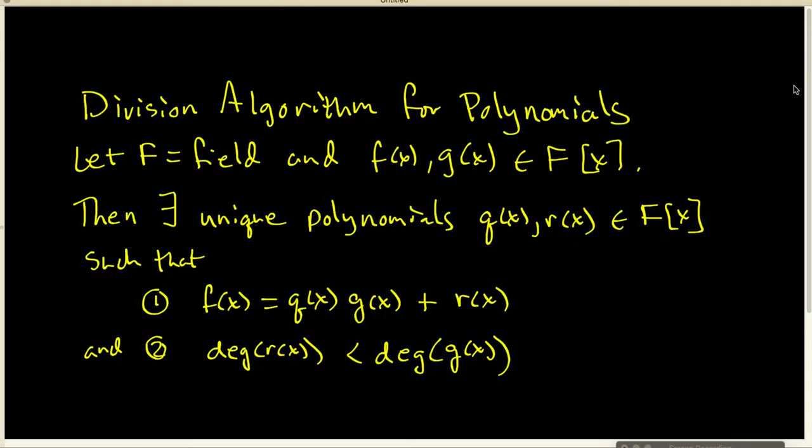In this video, we're going to look at an important corollary to the division algorithm for polynomials. So to start, I want to actually review that particular algorithm. The division algorithm for polynomials says that if F is a field and if little f and g are inside the ring of polynomials with coefficients pulled from F, then there exist unique polynomials q(x) and r(x) inside F[x] such that f equals q(x) times g(x) plus r(x), and importantly, the degree of r(x) is strictly less than the degree of g(x).